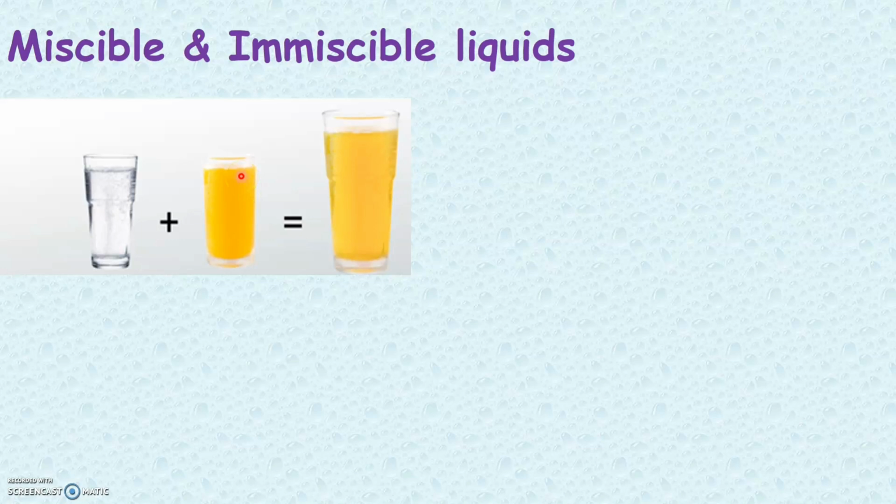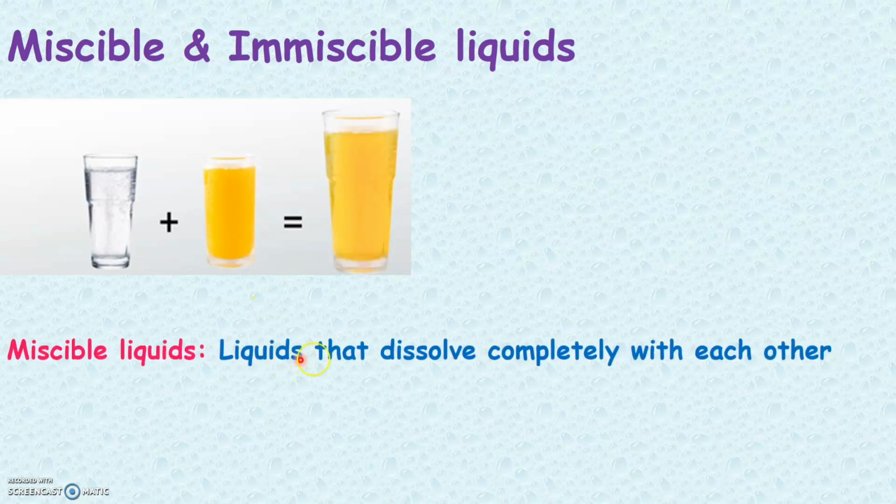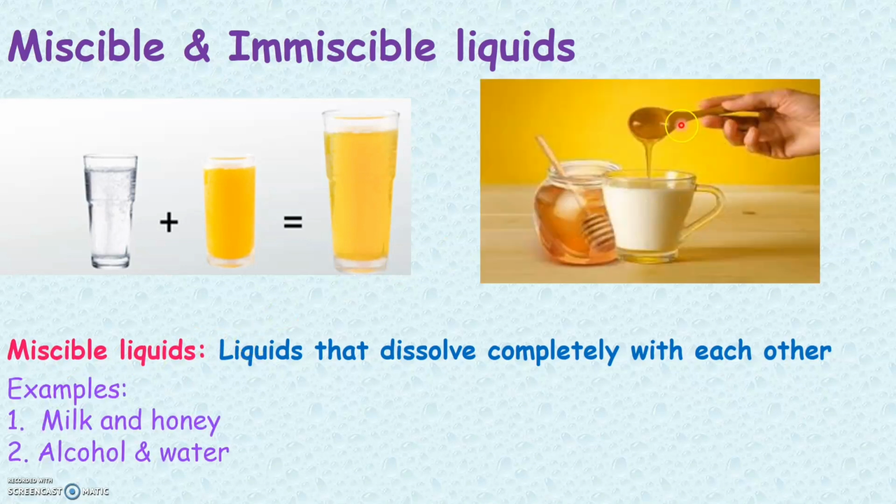So what are miscible liquids? Miscible liquids are those liquids that dissolve completely with each other. So just like orange juice and water that we have seen here, these liquids dissolve completely with each other. Therefore, they are called miscible liquids. Now, let's take another example of miscible liquids. That's the case of honey and milk.